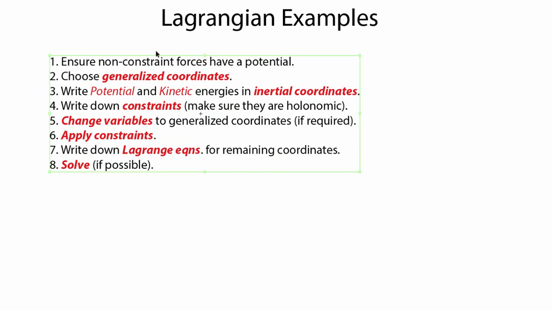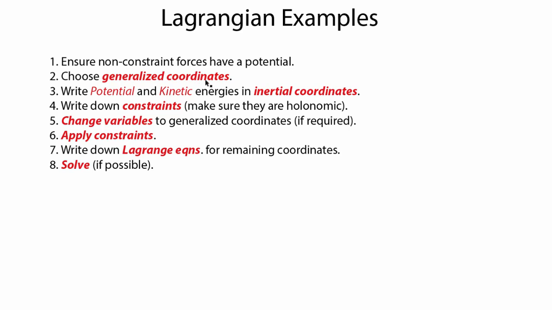So the first thing is that you ensure that all the forces that you're working with, except for the constraint forces, but all the non-constraint forces, have a potential energy associated with them. If that's not the case, then you can't use Lagrangian mechanics, at least not in the form that we have discussed it. Then you should choose a set of generalized coordinates that go well with the constraints. And once you've done that, you can write down the potential and kinetic energies in inertial coordinates.